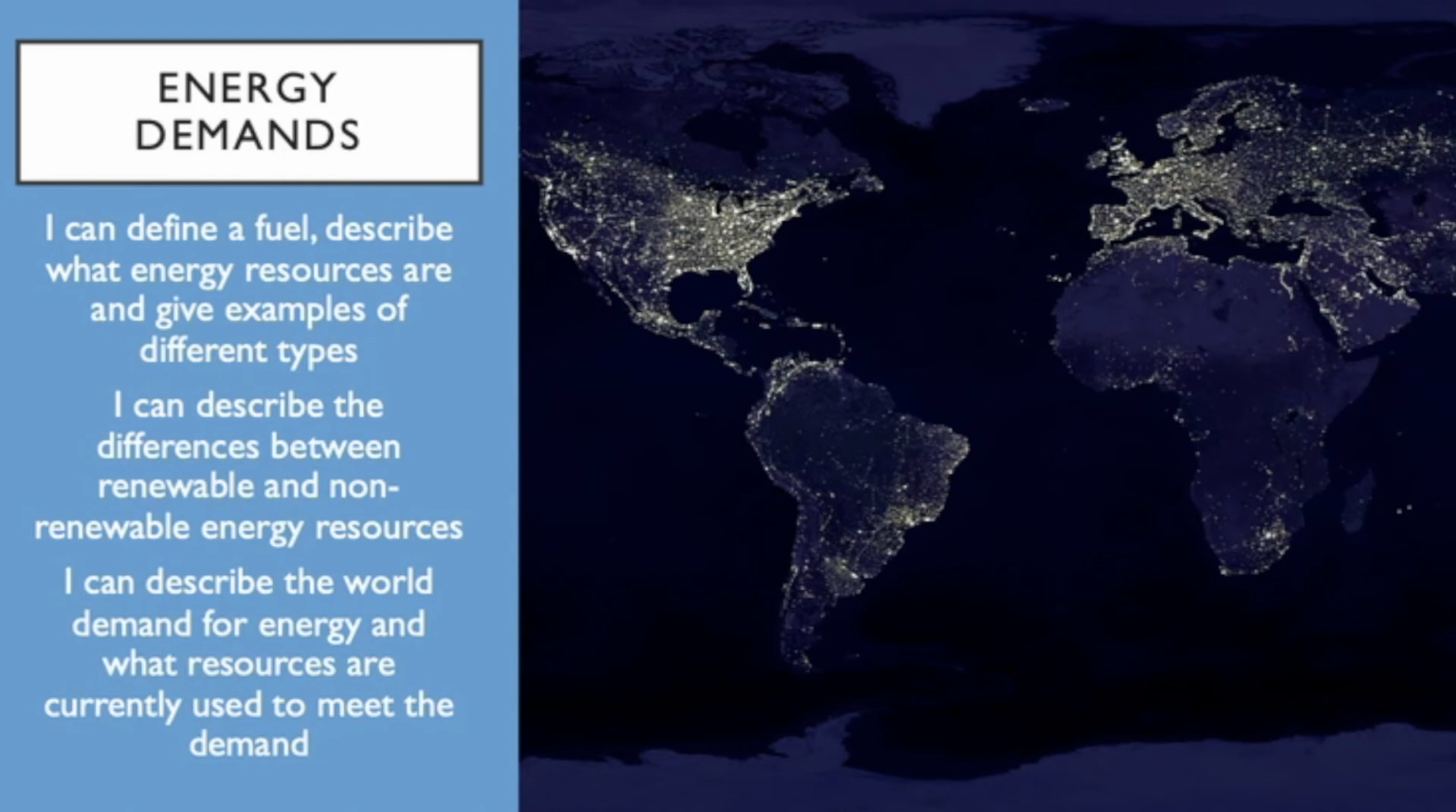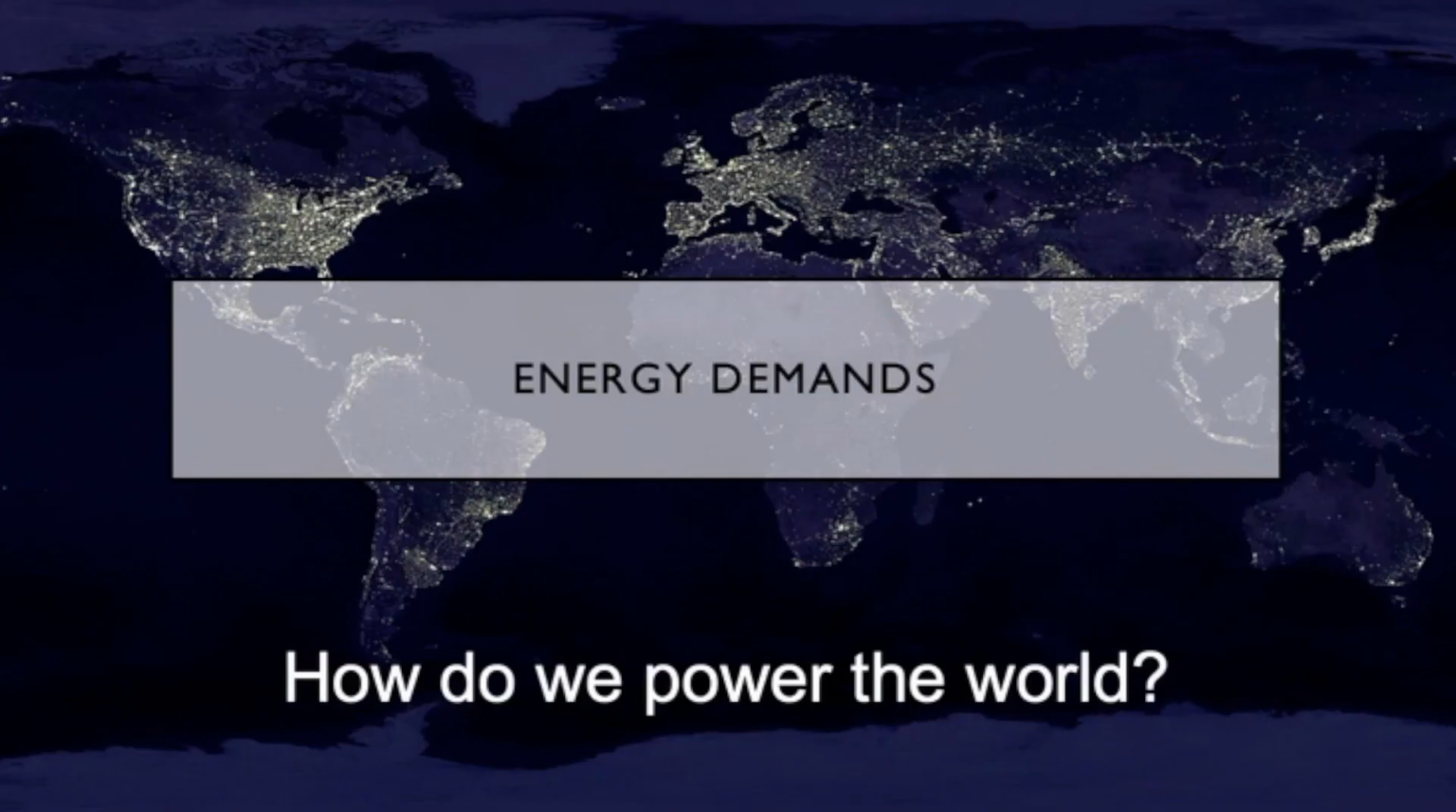So that's the lesson today. These are the things that you should be able to do. You should be able to define a fuel, describe what energy resources are, and give examples of different types of them. You should be able to describe the differences between renewable and non-renewable energy resources, and you should be able to describe the world demand for energy and what resources are currently used to meet that demand.